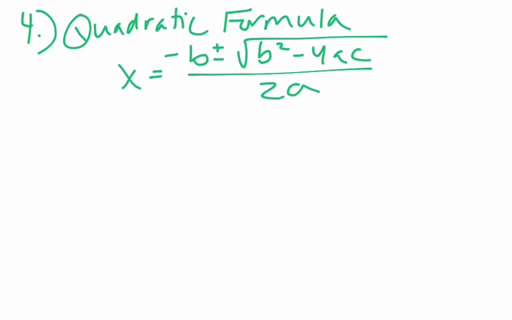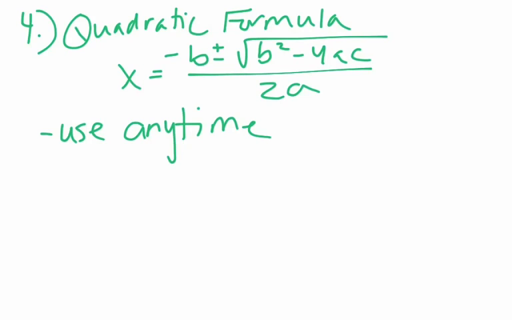Last strategy is the quadratic formula, which is x is equal to the opposite of b plus or minus the square root of b squared minus 4ac all over 2a. And this strategy, really, you can use anytime. This will give you an answer to any quadratic. We have to know it because some of our other strategies either won't work or they won't work well.